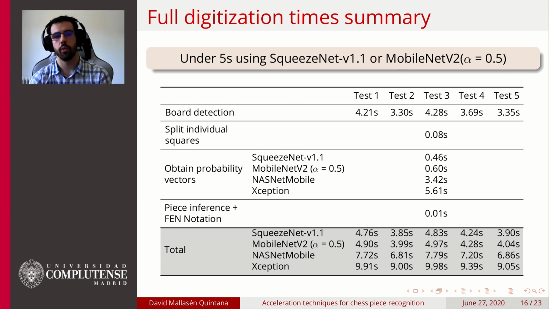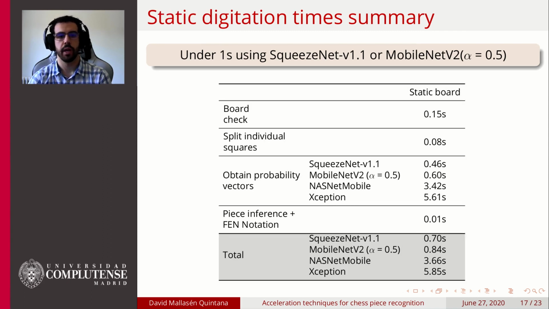In this table, we summarize the times required by each of the phases of our program. In the end, using the faster models that we have mentioned before, we achieved a total time under 5 seconds per new chessboard. In the cases in which the board and the camera stay still, we can avoid the chessboard detection and achieve faster times. In these situations, we can process a full image in under 1 second.